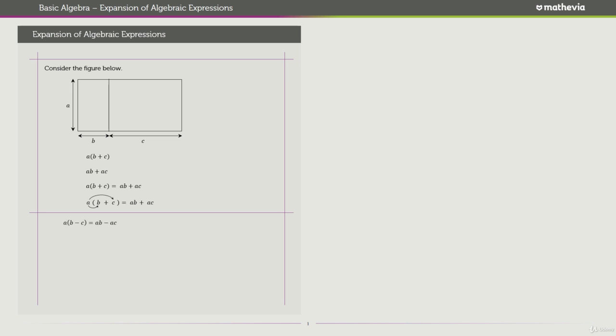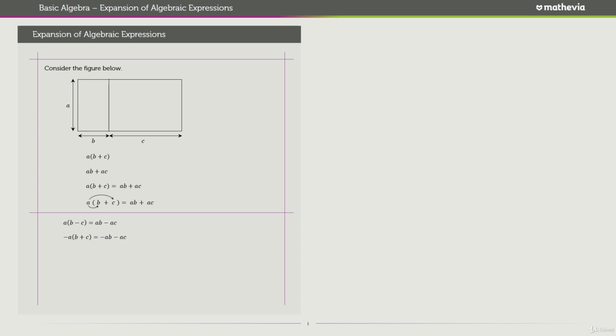Here are a few more examples. We had A multiplying B plus C previously, and now we have A multiplying B minus C, and you probably guessed it, it gives you AB minus AC. Now what if we had minus A multiplying B plus C? Minus A multiplying B will give you minus AB, and minus A multiplying plus C will give you minus AC. It's very important you note this.